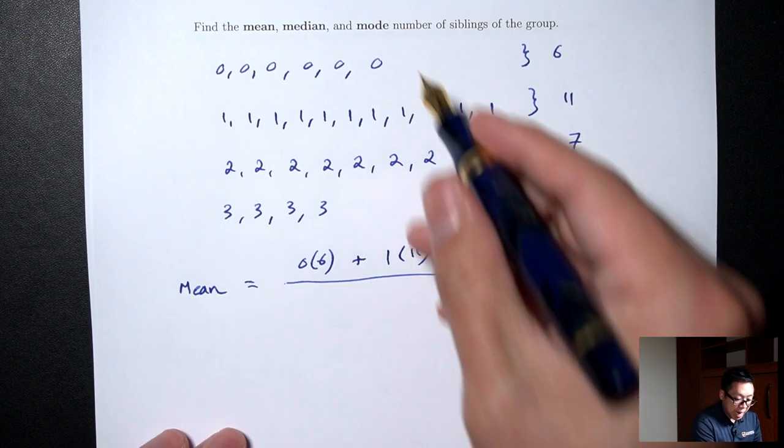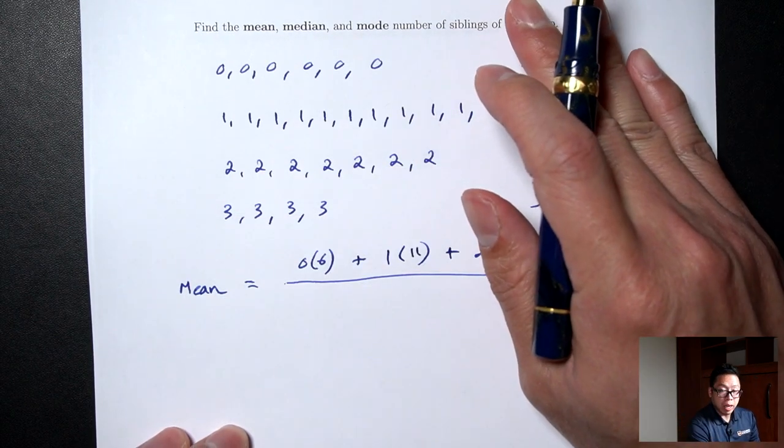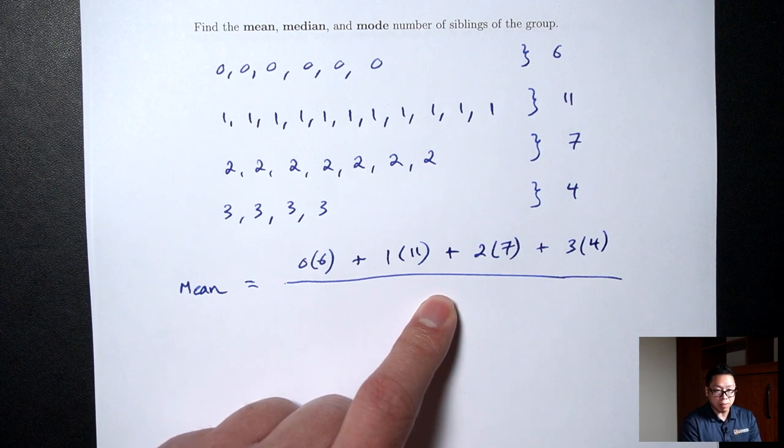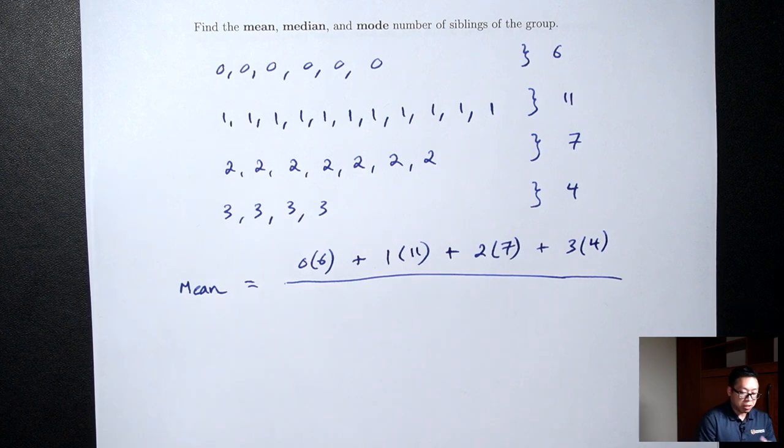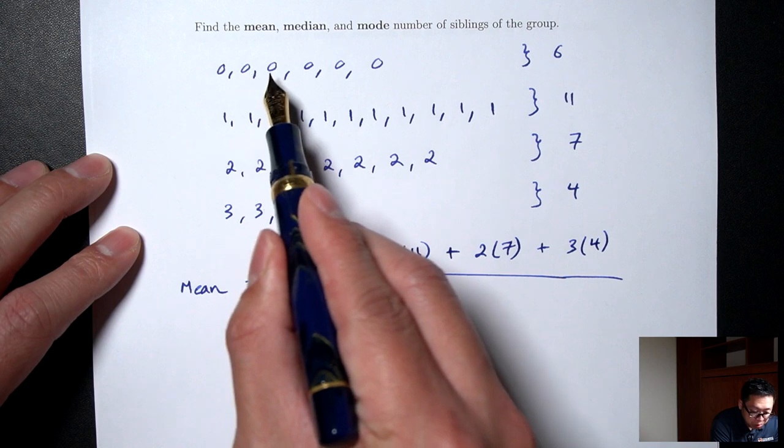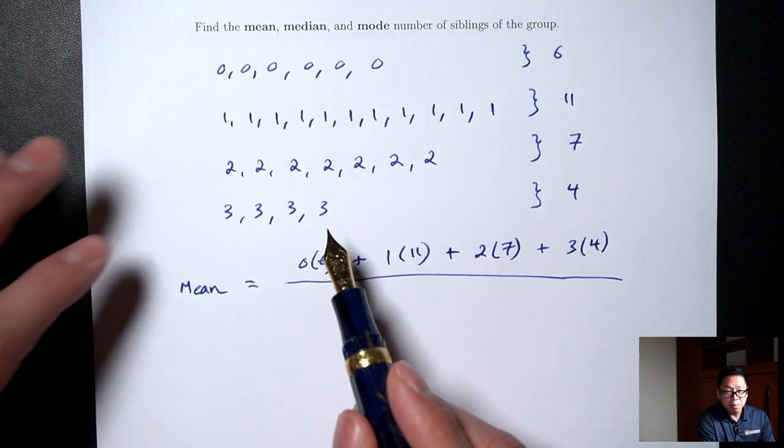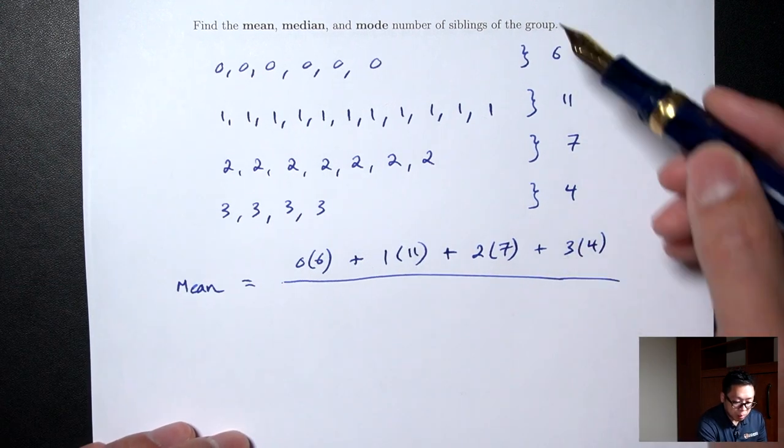Okay, so at the top, I added up all my data values. And now we need to divide by however many data values we have. Now you could also count 1, 2, 3, 4, 5, all the way to the end. But the easier way is to use these numbers, right?